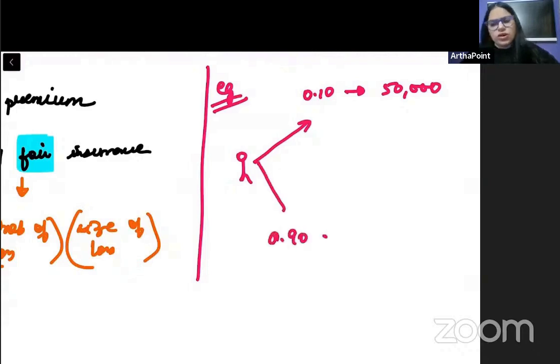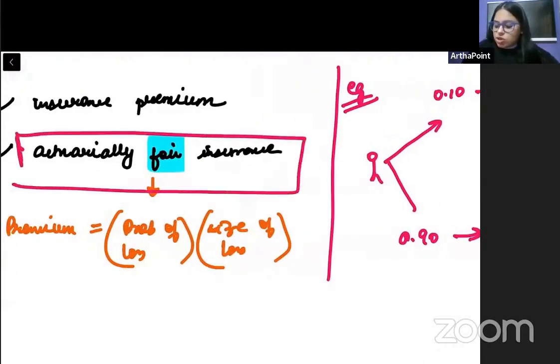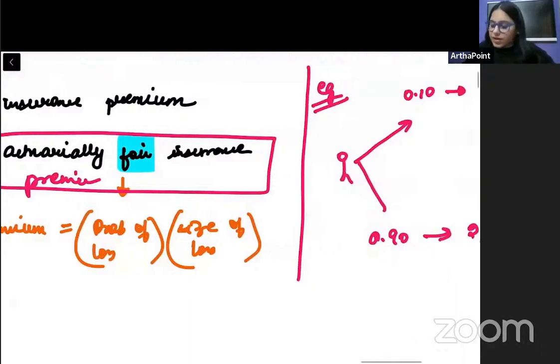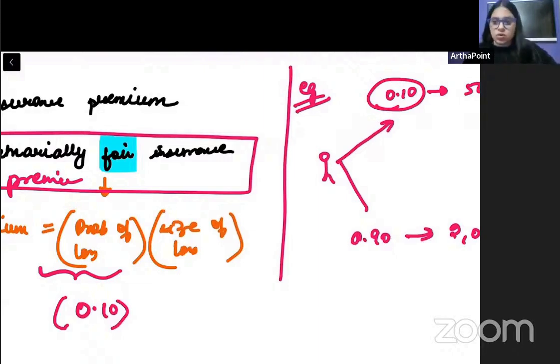90% of the time he will not have any heart attack and his wealth will be say 2 lakh. And the question is asking you to calculate the actuarially fair insurance premium. So the actuarially fair insurance premium will be the probability of loss. Beta, what is the probability of loss? 10% of the time. And the size of the loss.